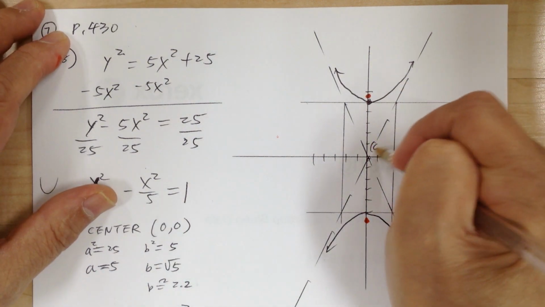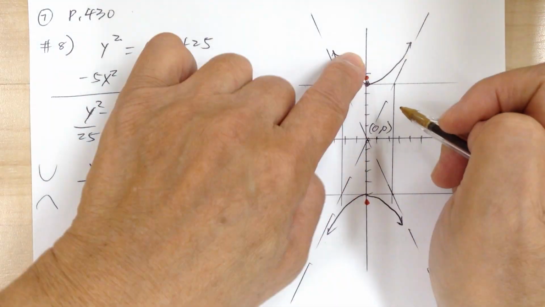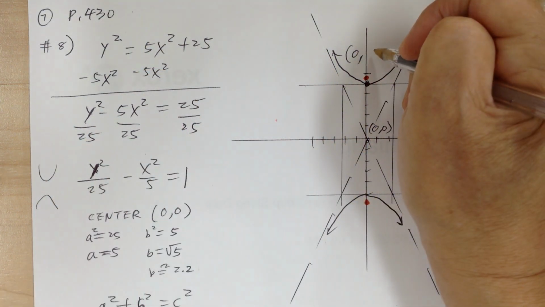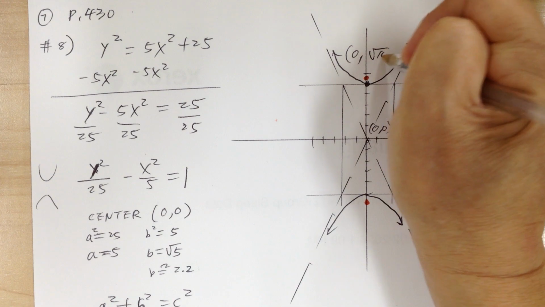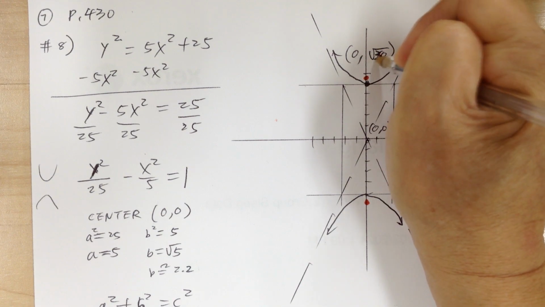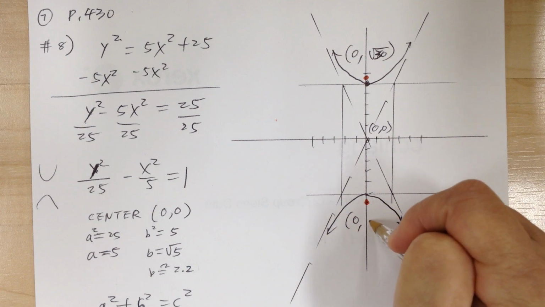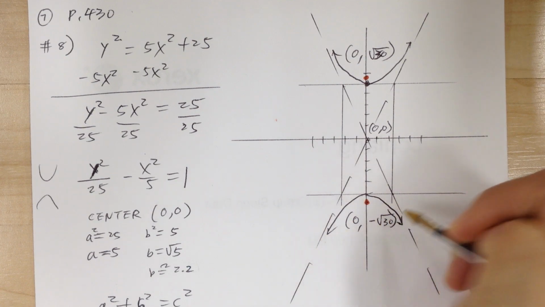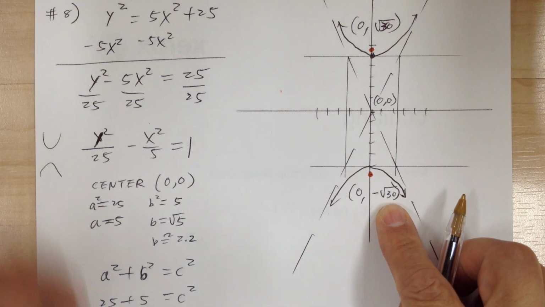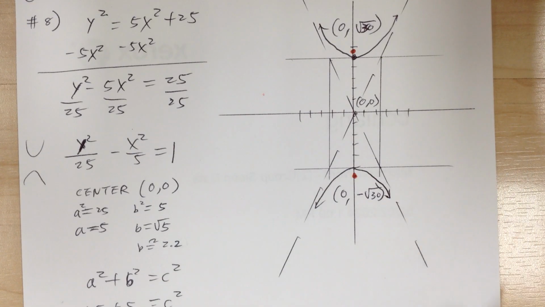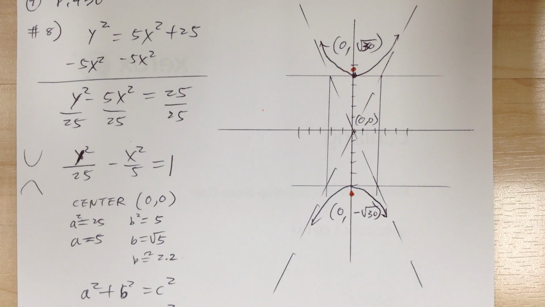So again, this point over here is 0, 0, right? When you go up, the x would be 0 and the y would be square root of 30. When you go down, it's a minus, so this point would be 0, comma, negative square root of 30. Again, when you label, you have to use the square root, but you use the decimal to locate where the point is. And so this is it.